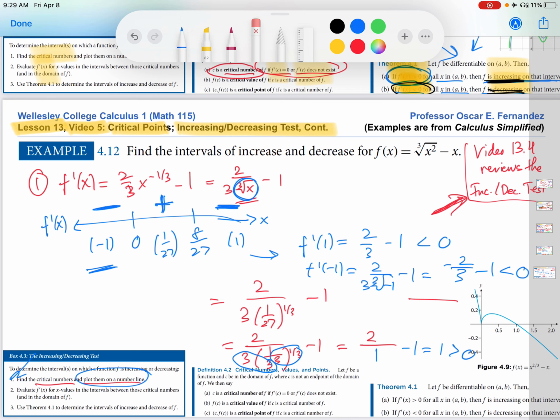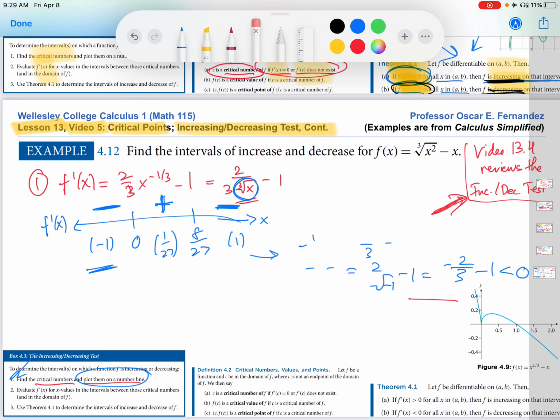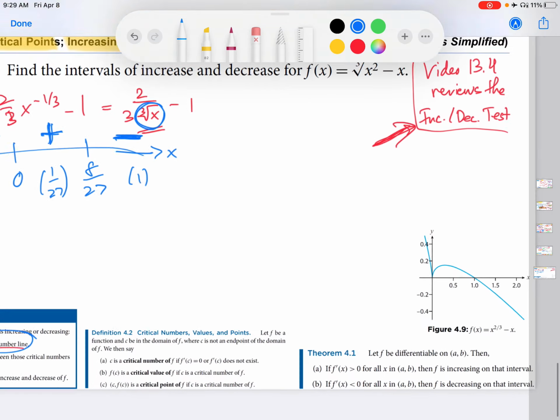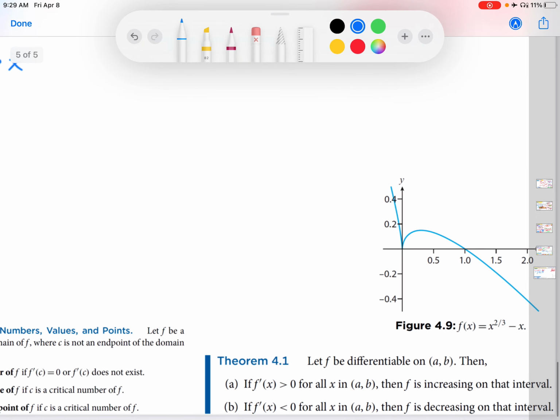Okay, let me clear up the clutter, and then we can finally interpret what is happening. So this is where this theorem 4.1 comes in. That's over here on the lower right. What does the theorem say? So if I zoom in a little bit, the theorem says, suppose the function is differentiable on some interval. If the derivative is positive on that interval, then the function is increasing on that interval. If the derivative is negative on that interval, then the function is decreasing.